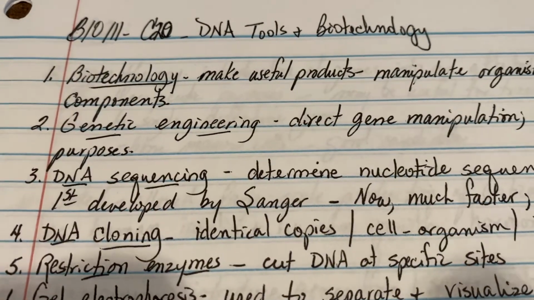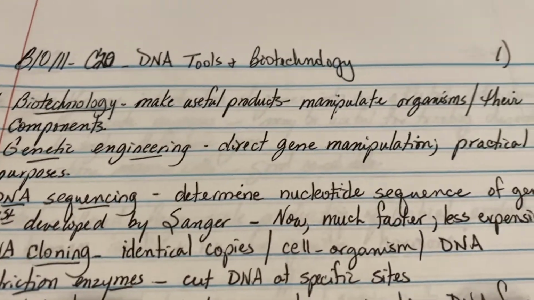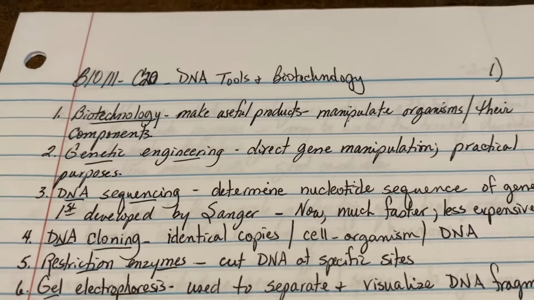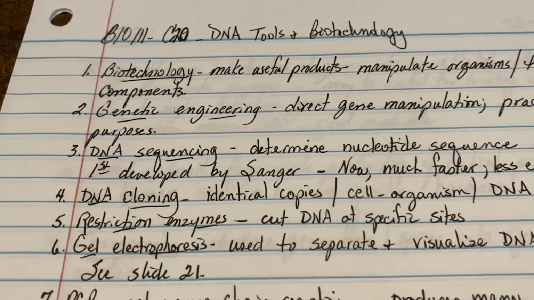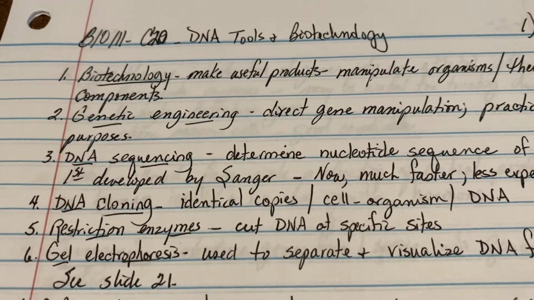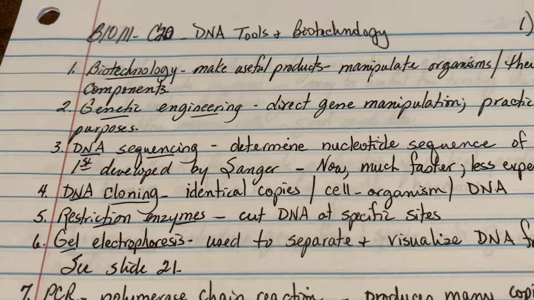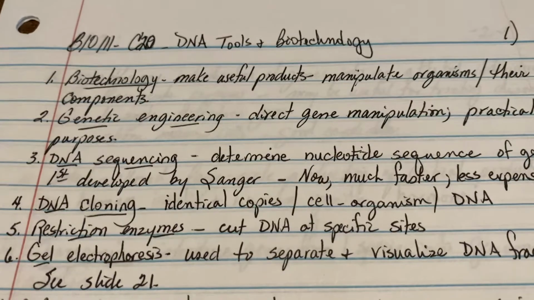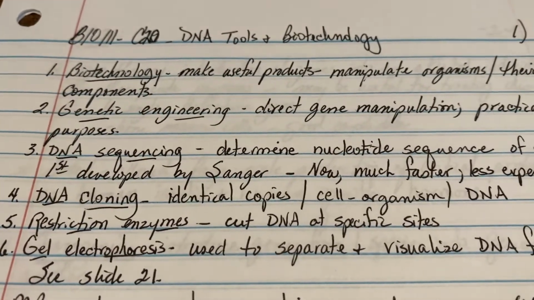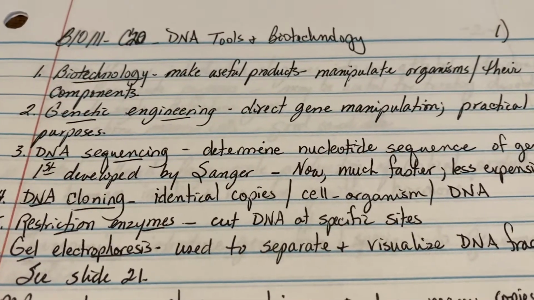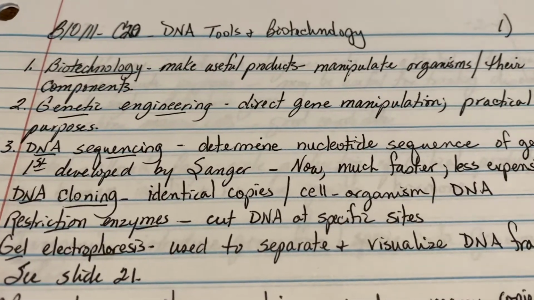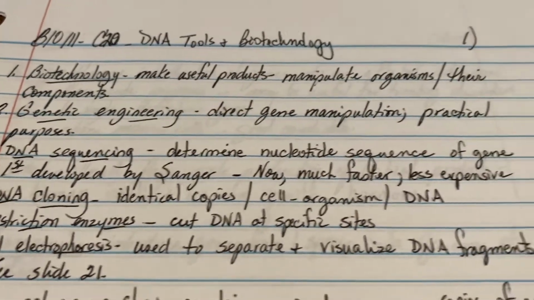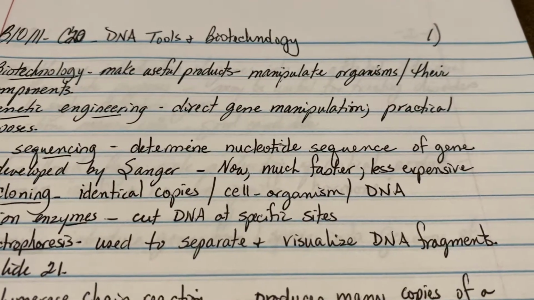When we talk about DNA cloning, that's when you make identical copies of a cell or an organism, so the DNA is identical. Restriction enzymes are used, they're manufactured by bacteria usually, and they cut DNA at very specific sites, and they allow us to split DNA into various lengths and then analyze what the nucleotides are. And we use gel electrophoresis to separate and visualize these DNA fragments.